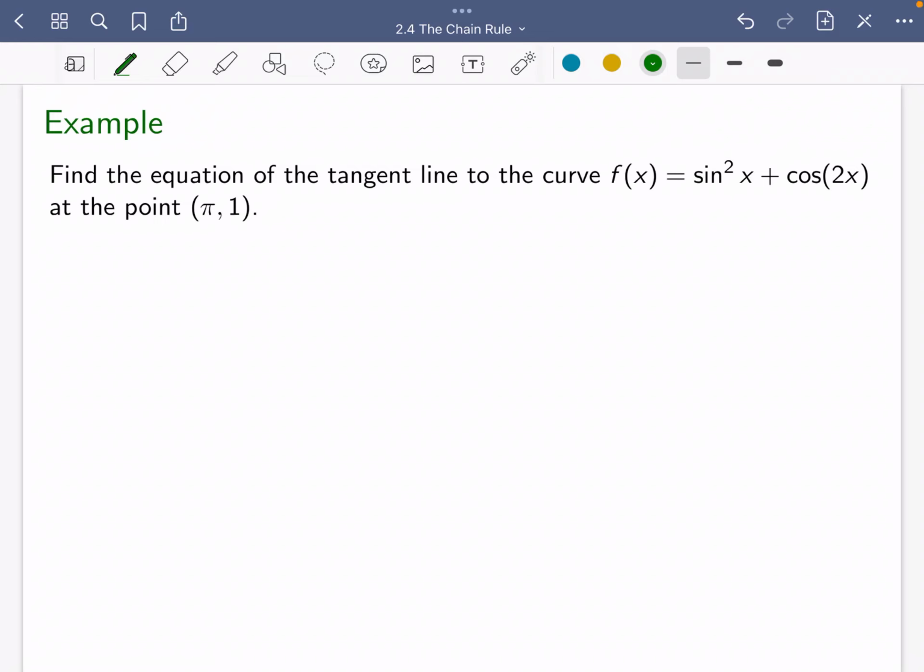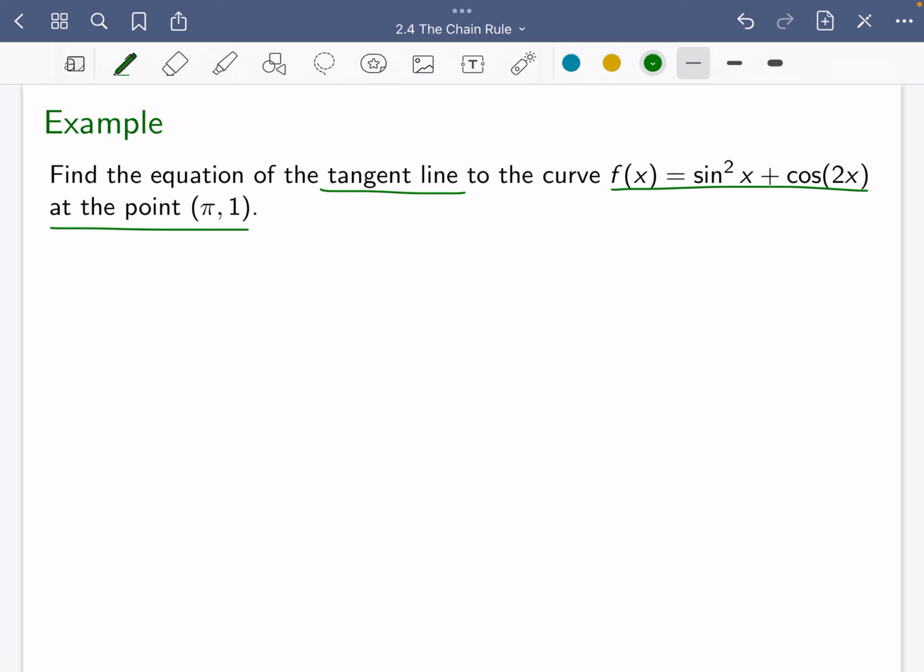In this video, we are going to use the chain rule to find the equation of a tangent line to a curve. So here, let's let f of x be equal to sine squared x plus cosine of 2x. And we are at the point pi comma 1. We want to find the equation of the tangent line.